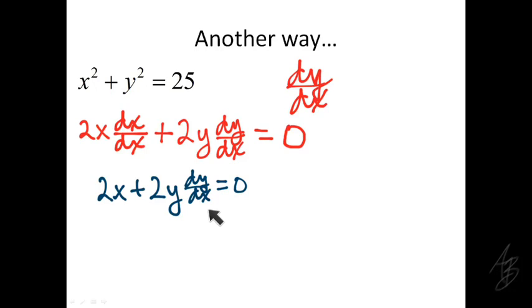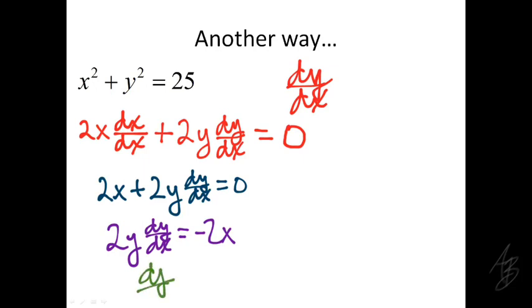And at this point, all we really have to do is solve for dy/dx, get that by itself. So we can get that by subtracting 2x from both sides, and we get 2y dy/dx is equal to negative 2x. And then dividing both sides by 2y, we get dy/dx is equal to negative x over y once we cancel out the 2's.